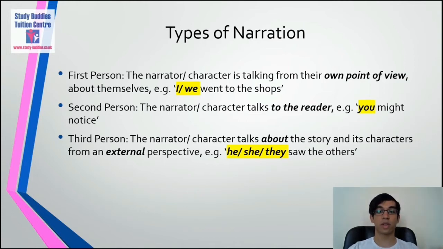The second person is when the narrator is talking to the reader. So they'll be referring to us in the text, saying, you might notice, or you need to understand. This is quite a dramatic way of speaking, and you'll rarely find it in texts. Third person is when the narrator is speaking externally, talking from outside the text about events happening in the text. The narrator in third person never refers to themselves. They'll be talking about the characters and the events that are transpiring in the text.